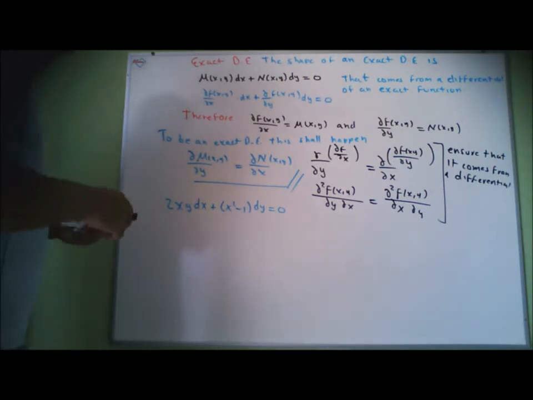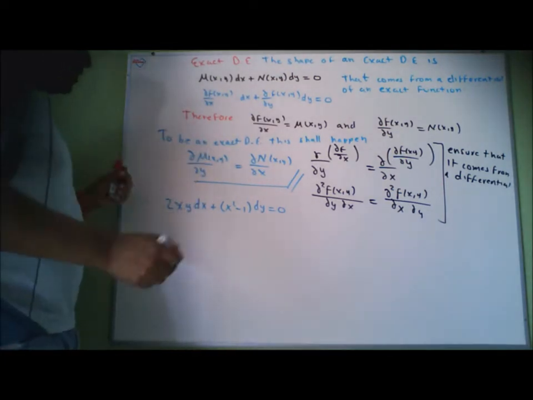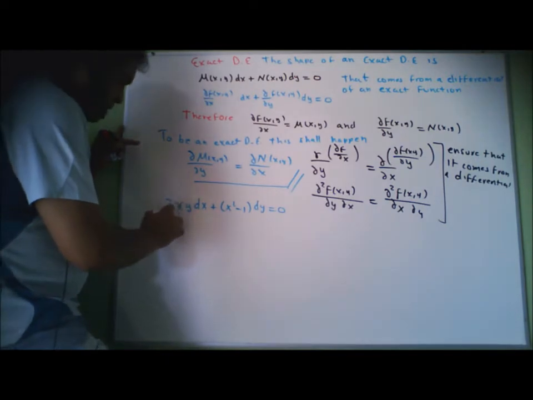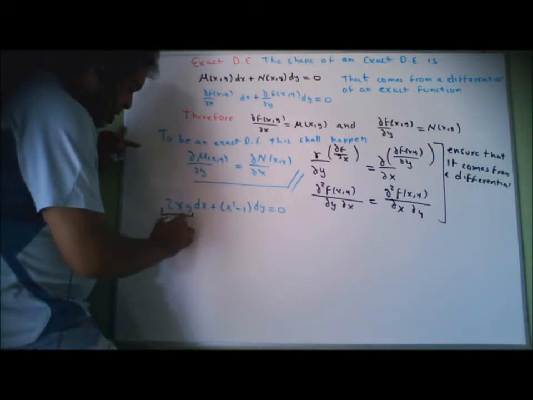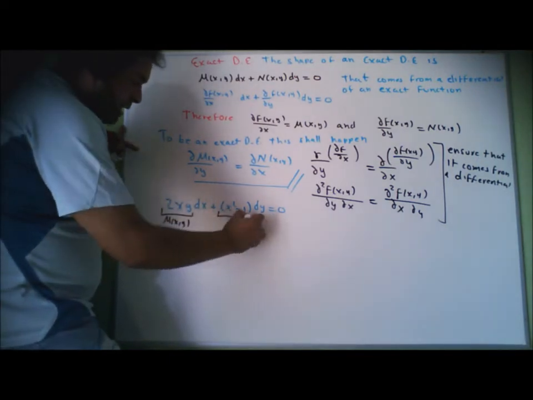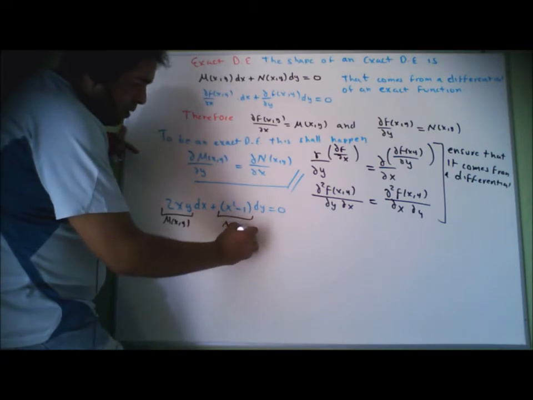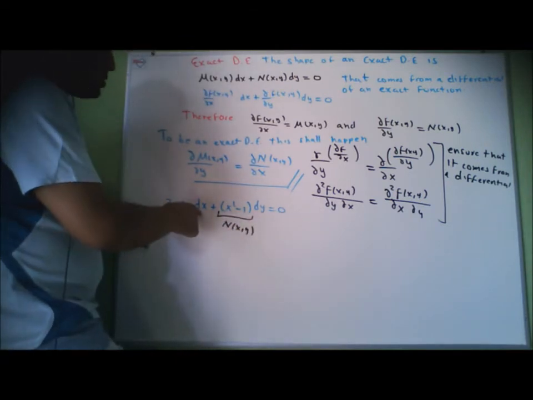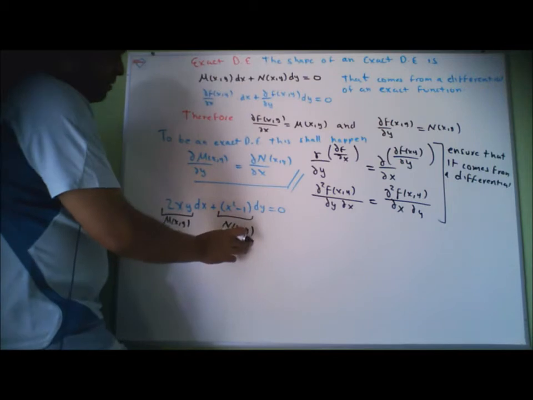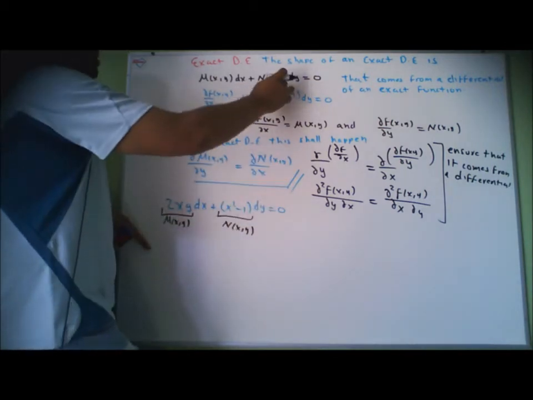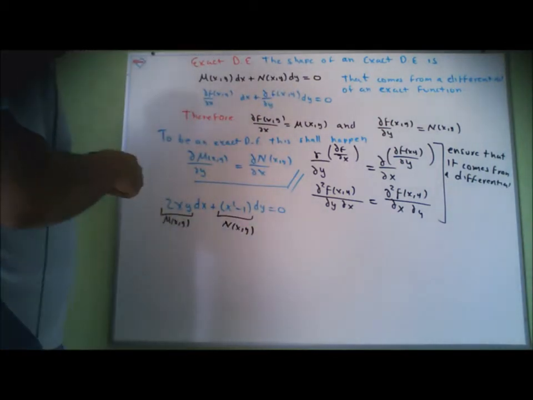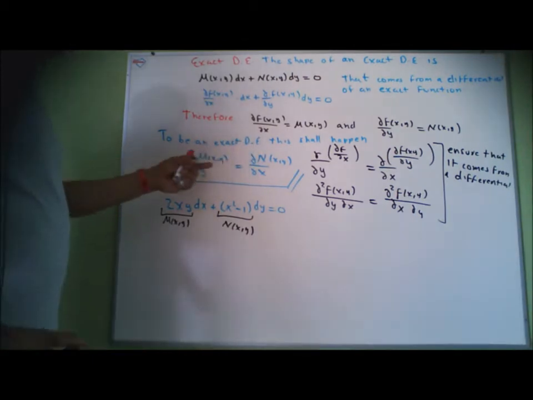So from here, the first thing to do is to identify what is M and what is N. So this one is the M of x comma y, and this is the N of x comma y. Why? Because the M goes with the differential of x, and the capital N comes from the differential of y. Okay, now what you have to do is to do this test.